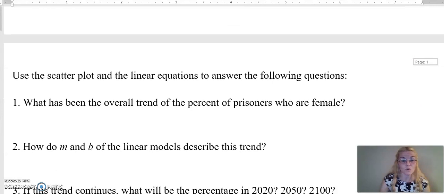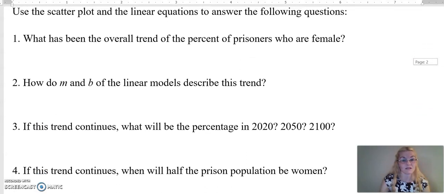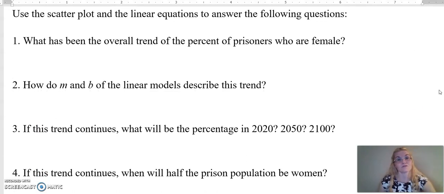So use the scatter plot and the linear equations to answer the following questions. If you're watching this, go ahead and pause the video and see if you can answer questions 1 through 5 right now on your own. All right, so assuming you have paused, let's go over.